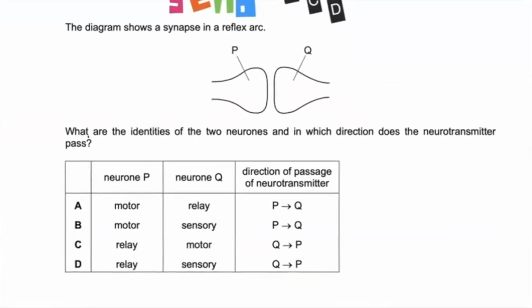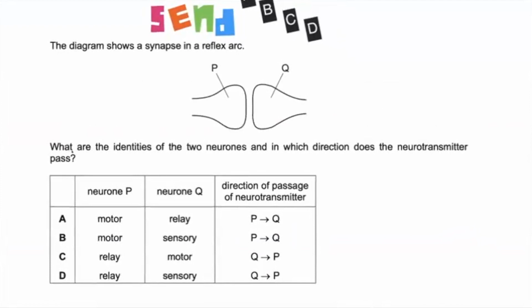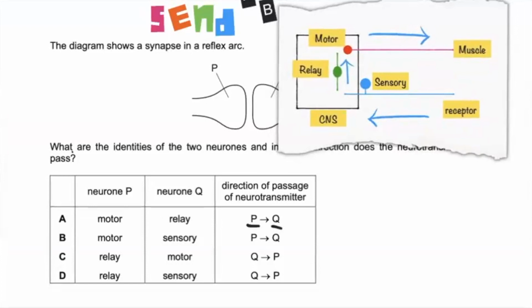This question is quite tricky, so read it well before you decide what you think is the correct answer. You try this. Again, read it well because it's a little bit tricky. Now, let's take a look. It says, which direction does the neurotransmitter pass? Okay, so I just need to find P to Q. P to Q is like what? P to Q is motor to relay, right? Motor to relay doesn't make sense, right? So again, you can't be going motor to relay. It should be relay to motor, right? So I'm just going to eliminate the first option.